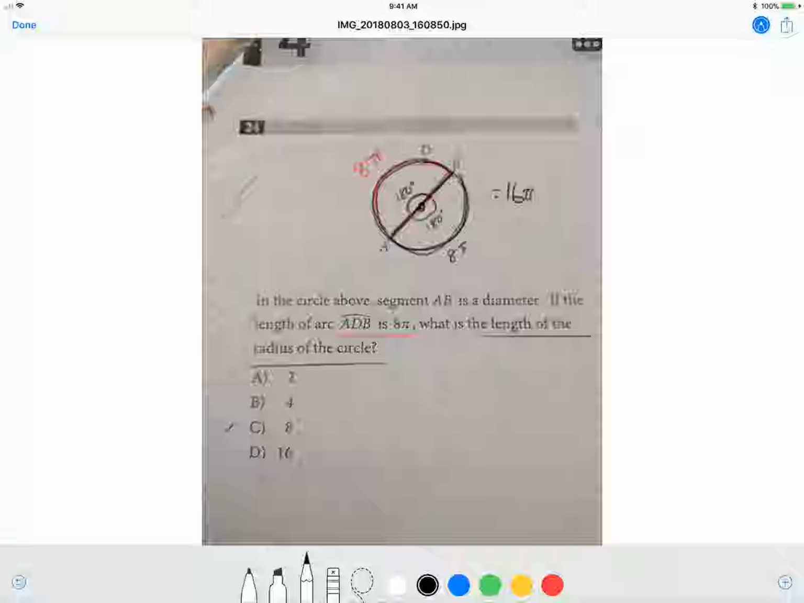Now, what we're interested in is solving for the radius of the circle. So the circumference, you should know the formula, it's 2 pi r is equal to 16 pi. And then if you solve for the radius, it should just be 8. Now, this is a really, really simple problem, okay?